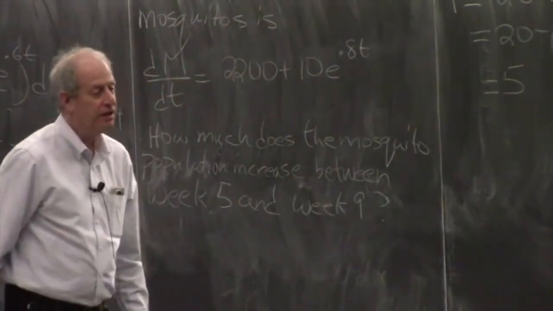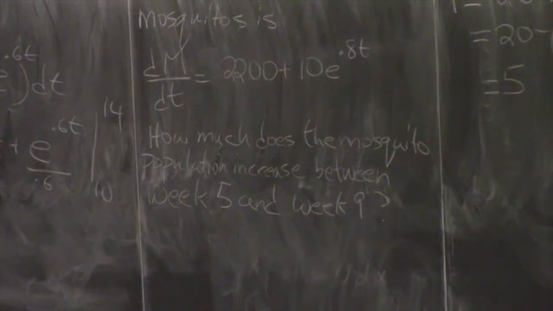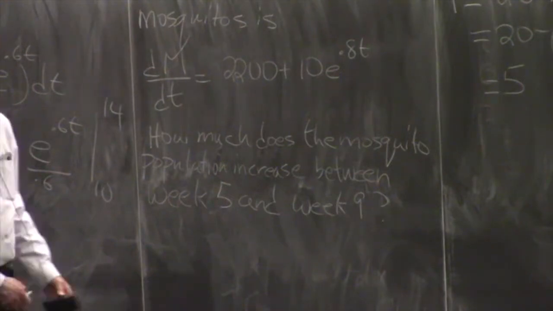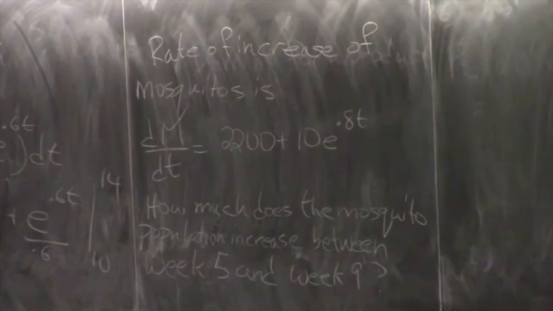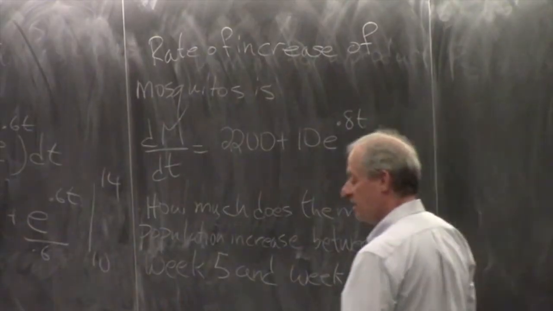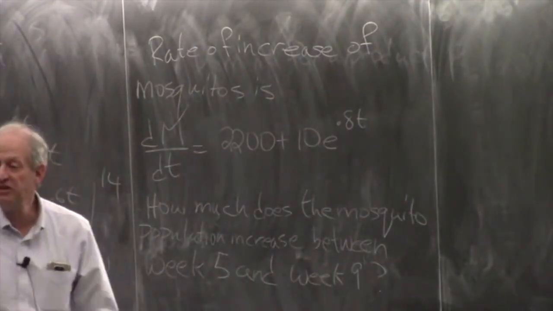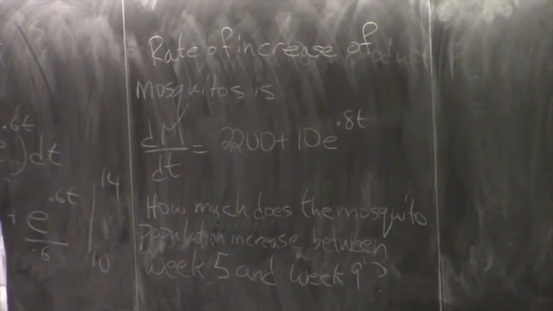Okay. So the rate of increase of mosquitoes, dM/dt, is 2200 plus 10 e to the 0.8t. By how much does the mosquito population increase between week 5 and week 9? Nice. All right, let's do this one. This is very straightforward, much easier than all that physics stuff, right?